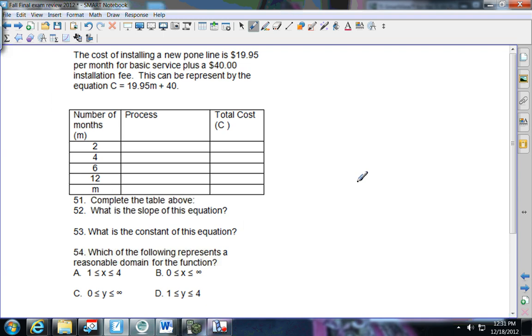The next one right here, well, there's a bunch of them. The cost of installing a new phone line, what is it, a pone line? They forgot the H. Is $19.95 per month for basic service plus a $40 installation fee. They give us the equation right here. So they want us to complete the table. One way is I go through here and I've got 19.95 times 2 plus 40, 19.95 times 4 plus 40, 19.95 times 6 plus 40, 19.95 times 12 plus 40. I'll get those answers in there in a second. But then I have 19.95 times m plus 40.